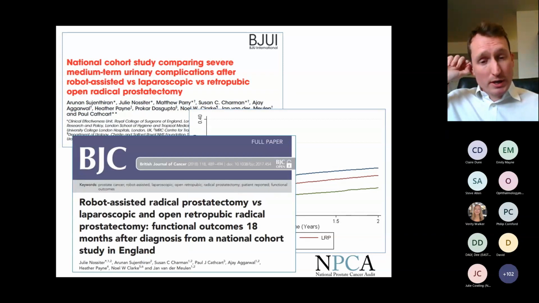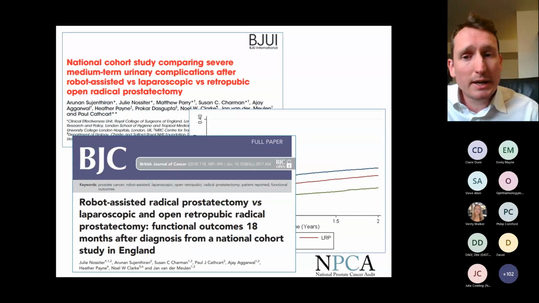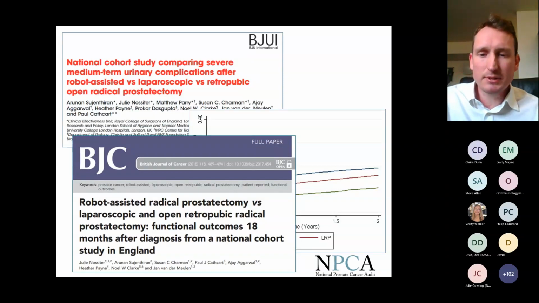We were also able to use our PROMs to do a similar paper. We did show some statistical difference in the PROMs for the different treatment domains, but they didn't reach the threshold for a clinically relevant difference.